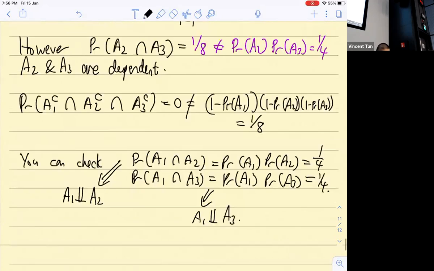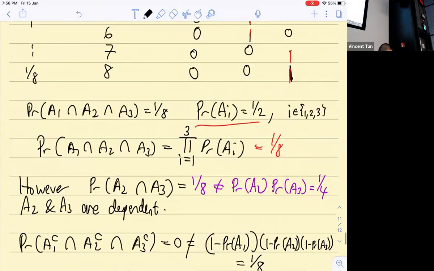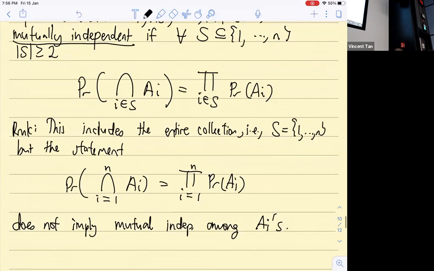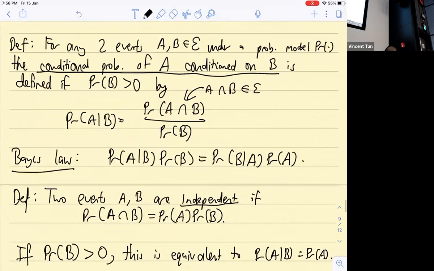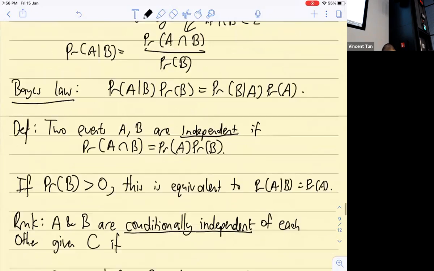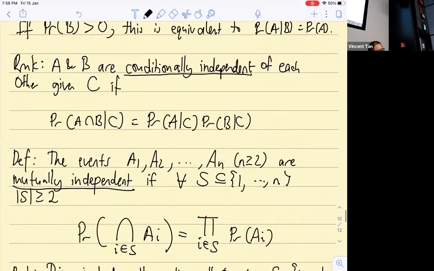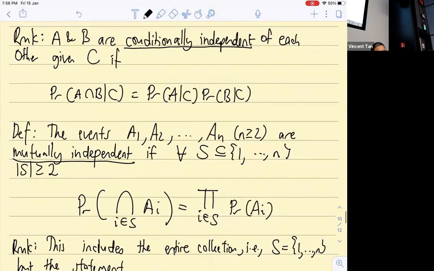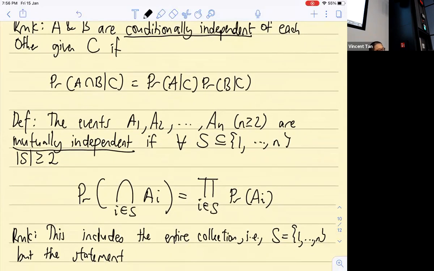So we talk about events. First we talk about events. We talk about probability. We talk about conditional probability of A conditional on B. We talk about Bayes' rule. Okay, we talk about independence. We talk about conditional independence, and we talk about mutual independence, which is rather subtle. This is one thing that is rather subtle, and you can play with this later on in the homework.